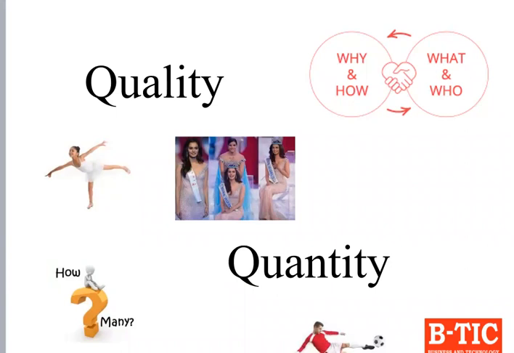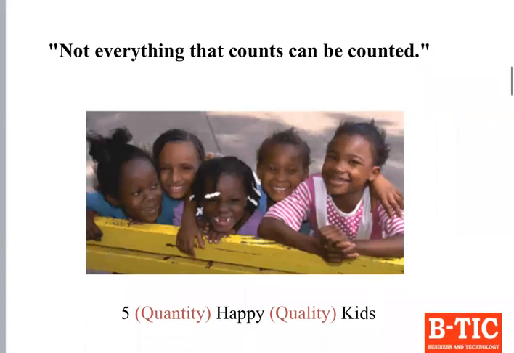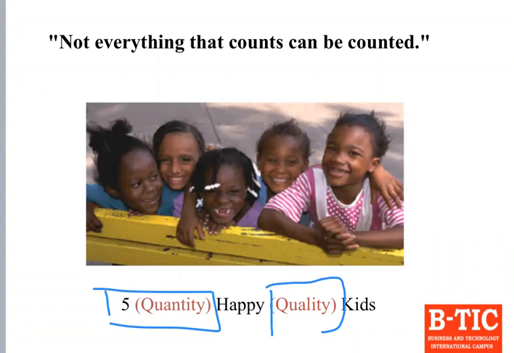Now, look at this. I've put a statement here: not everything that counts can be counted. Okay, look at this. You can count how many kids are there. Okay, there are 5 kids. And how many of them are smiling? How many of them are happy? That is about the quality. The number of kids is what I'm calling quantity, and how many kids, that is the question. And how happy are they, or are they happy? The answer is about the quality, yes or no.